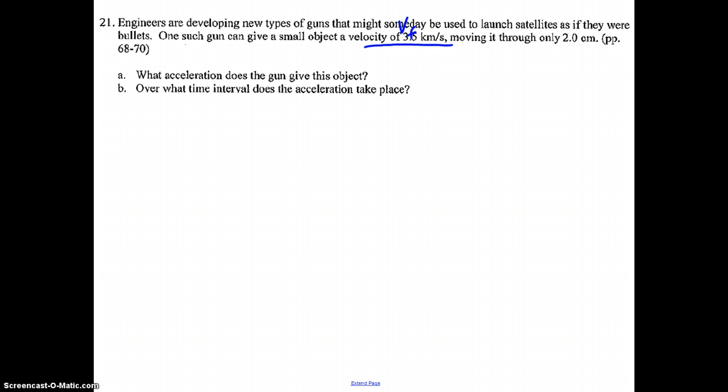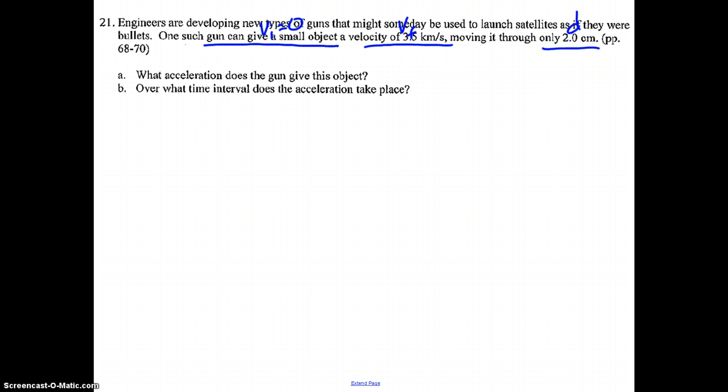And our indication here is that the gun can give the small object the velocity, so VI equals 0. Moving it through only 2 centimeters. All right, so there's your D value. They want the acceleration the gun gives the object, and over what time interval does the acceleration take place.